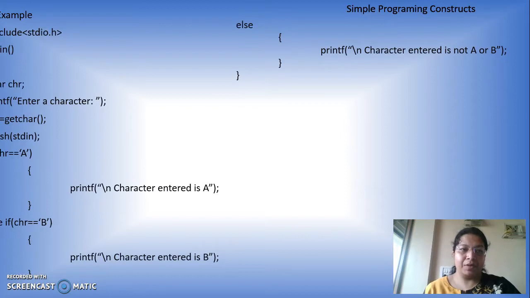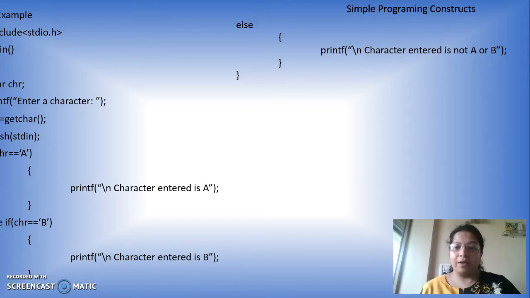Here comes the example where we check a character. We ask the user to enter a character and check if it is a capital A or a capital B. If it is A, it will print "character entered is A" and it will come out of the construct. Else it will check if the character entered is B and then it will print "character entered is B" and come out. Else, if both the conditions are not true, that is, if the user has not entered A or B, then it will print "character entered is not A or B".